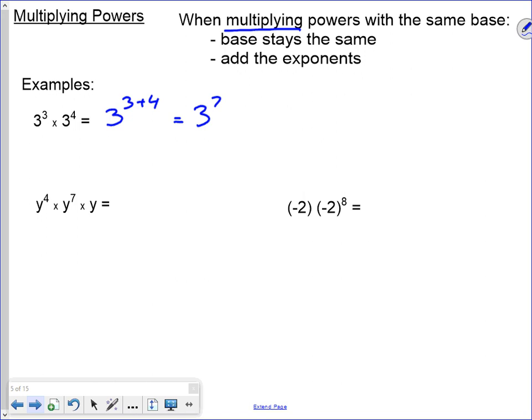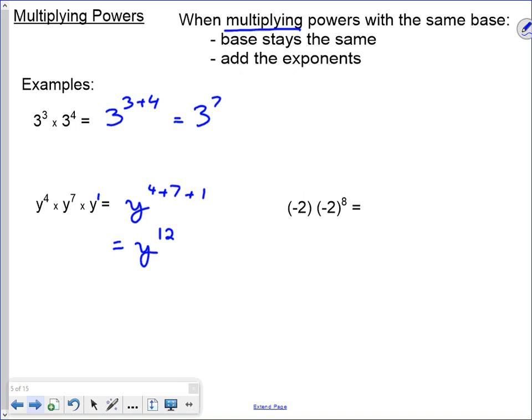All right, same thing with our next one here. Our bases are all y, so we're multiplying these 3 powers with the same base. So we're just going to add up the 3 exponents. 4 plus 7 plus, we don't see it here, but there's an exponent of 1 there. So this is going to be y to the 12th.